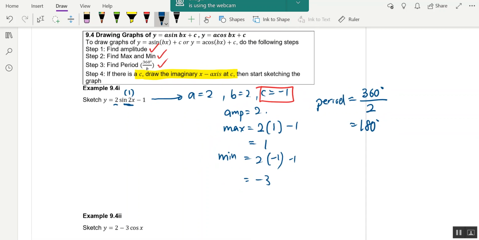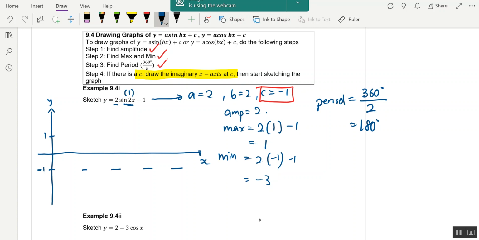Next, you draw your axes first. Y-axis, x-axis. The things must be proportionate. You cannot use your ruler and measure 1 cm, 1 cm, and label 1, 2, 3. You cannot label everything on the y-axis. You can only label the important points, which is the maximum point at 1. There is a dotted line at negative 1, and there's a minimum point at negative 3. So you see, by the space I gave from negative 1 to negative 3, it must be proportionate.